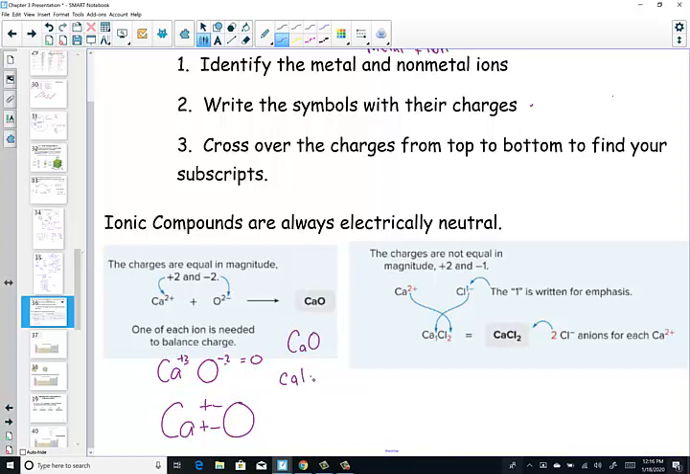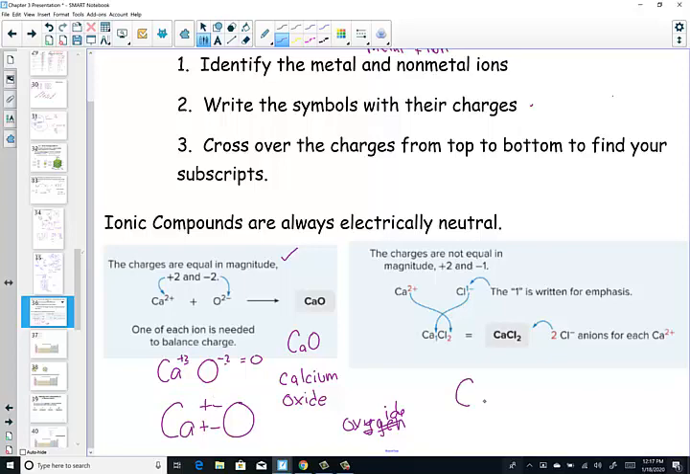Remember, we say the name of the first element just as it sounds, calcium. The last name, oxygen. The oxygen word does get changed. We take this last part off and end it with "ide." And then oxide, that's too many syllables. You'll hear oxide, just to kind of clean up that word. Calcium oxide, CaO. The charges are equal in magnitude. That's the +2 and the -2 balance one another. When they balance, we don't need any further subscripts, CaO.